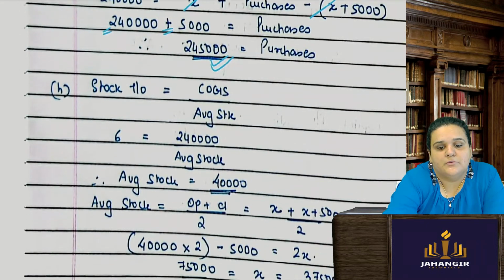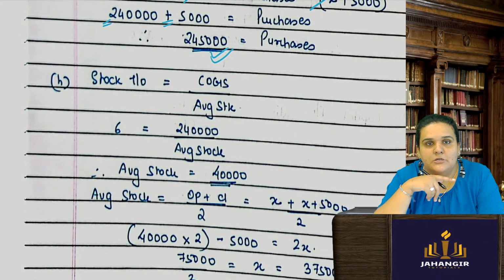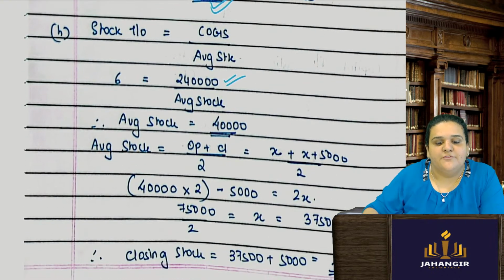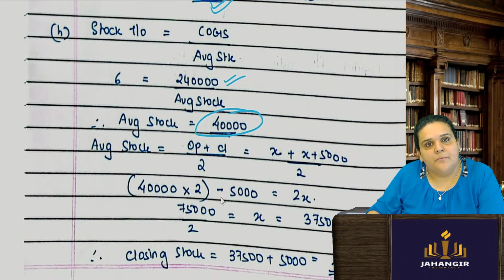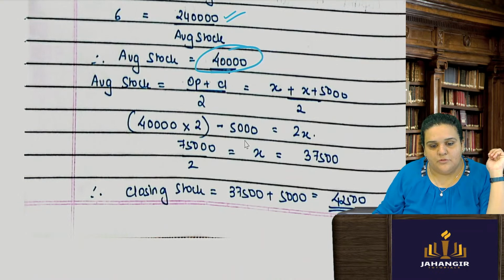Stock turnover ratio is what? COGS upon average stock. They have given me my stock turnover ratio as 6. Average stock I need to find. COGS also I know. So my average stock will become 40,000. Average means opening plus closing upon 2. Opening is X and closing is X plus 5,000, divided by 2.